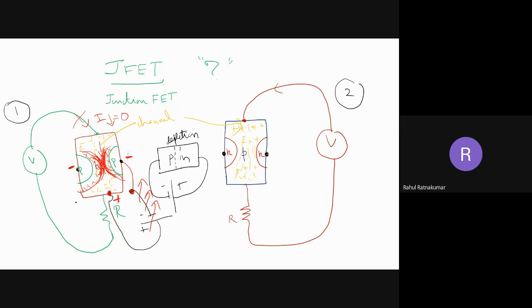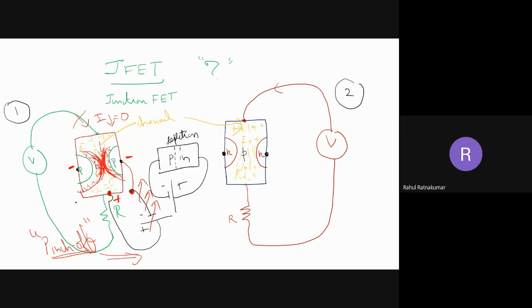So this is called cut off condition. This point is called the pinch off region. You remember this term, it is very important. Pinch off: the channel has been completely pinched off. So the voltage at which your pinch off happened, that is a negative voltage.